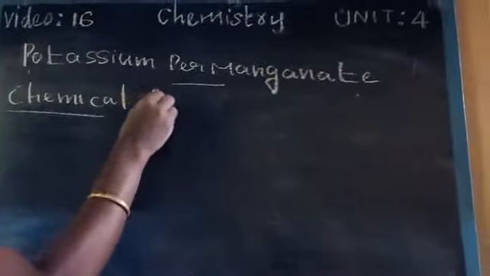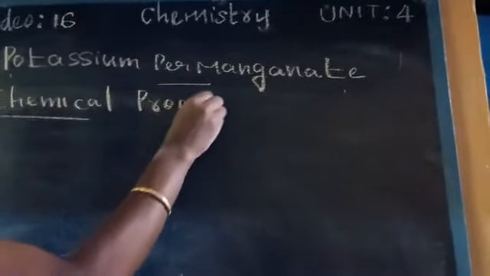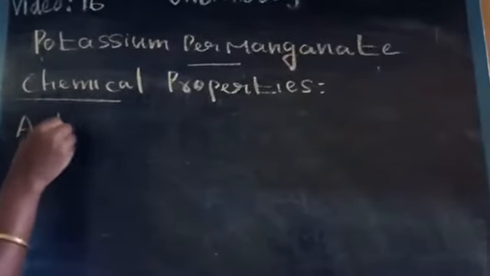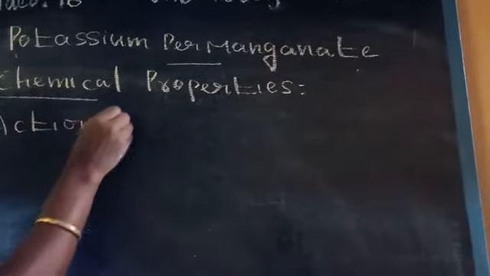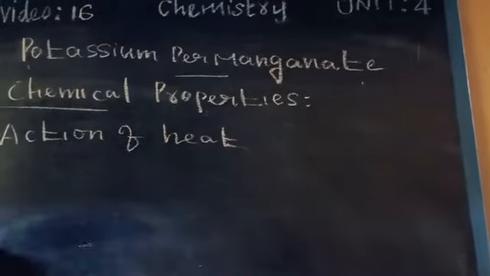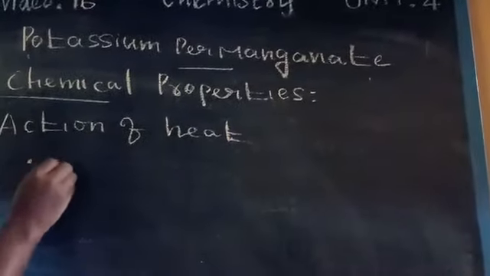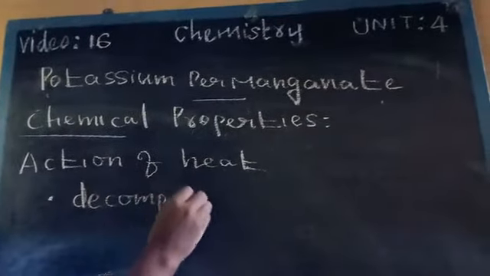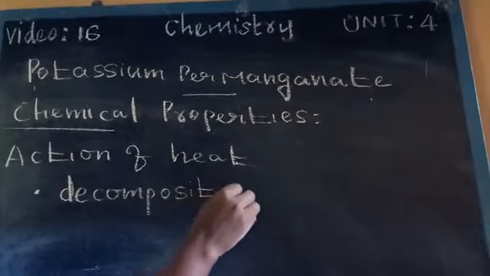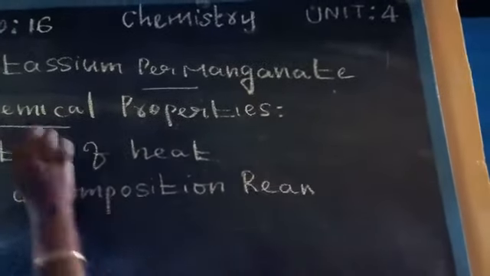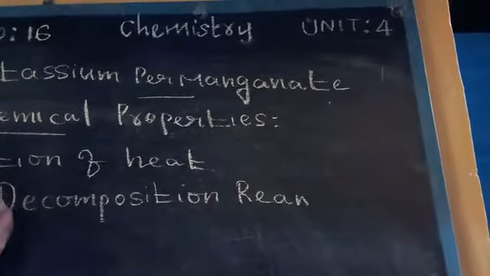Chemical properties. First chemical property, action of heat. Action of heat is also called a decomposition reaction.